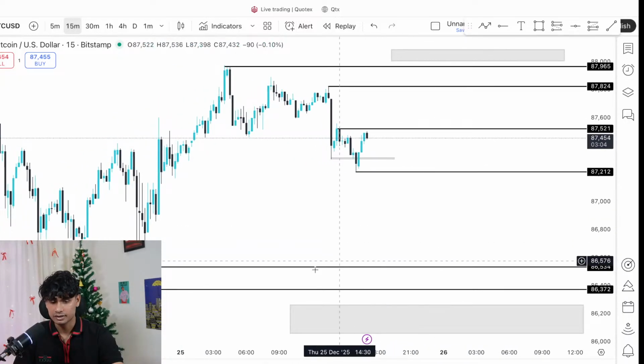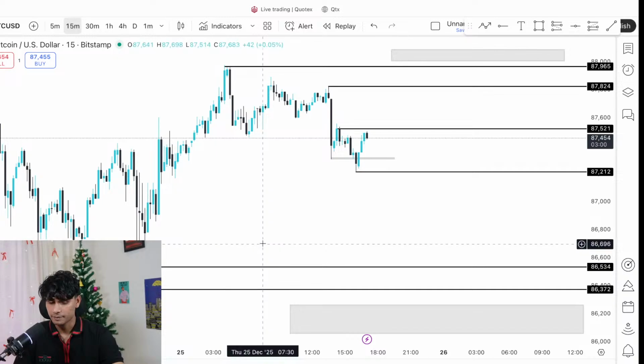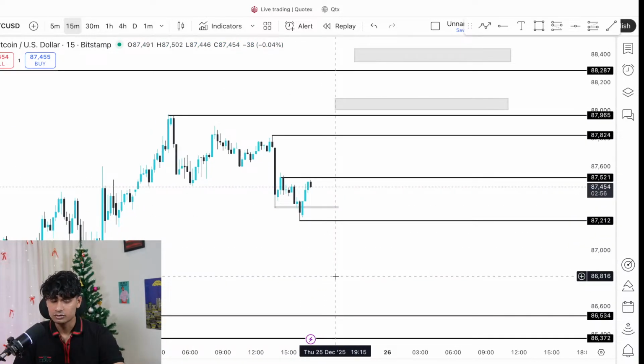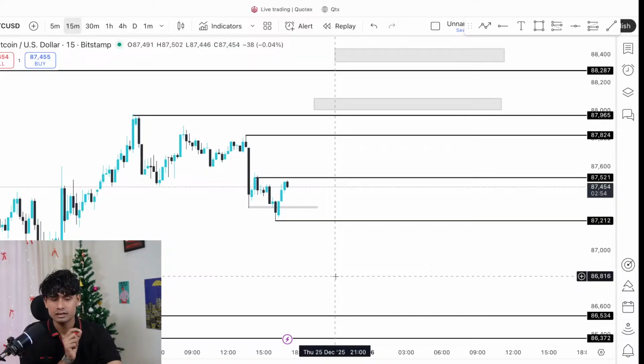You're getting my point? But somehow the liquidity here has already been taken out, so it can directly go to this level and then come back. So there are possibilities, but then slowly setups form, and only then does your possibility convert into confirmation. You understand.